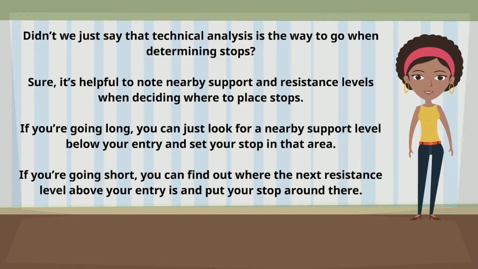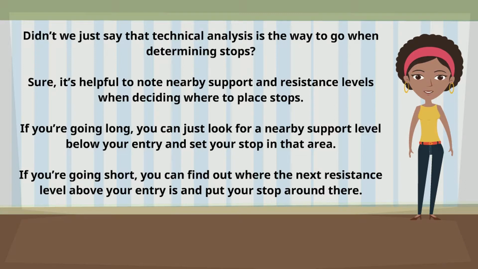Sure, it's helpful to note nearby support and resistance levels when deciding where to place stops. If you're going long, you can just look for a nearby support level below your entry and set your stop in that area. If you're going short, you can find out where the next resistance level above your entry is and put your stop around there.